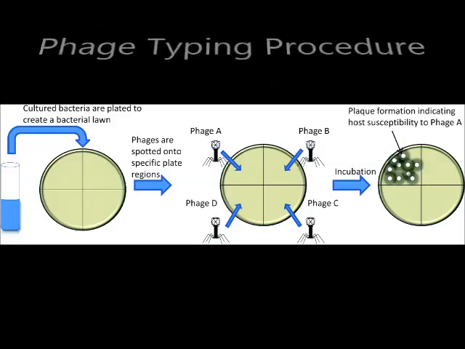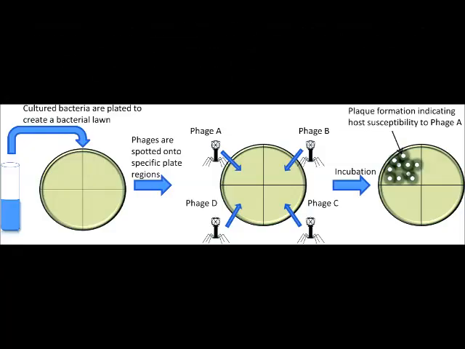In phage typing, the prepared culture of bacteria is plated to create a bacterial lawn. As soon as the surface of the agar has dried, add 1 drop of a different phage on each region. When the phage spots have dried, the agar plate is incubated at 37 degrees Celsius for 18 hours. At the end of the incubation, the agar plate is read using a magnifying glass through the bottom of the plate.